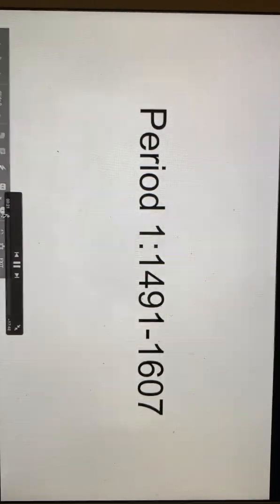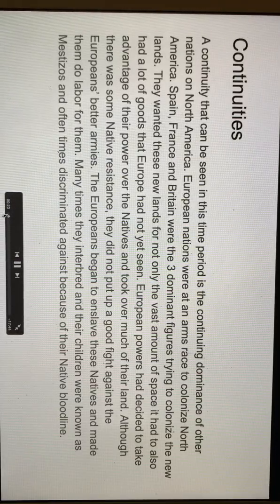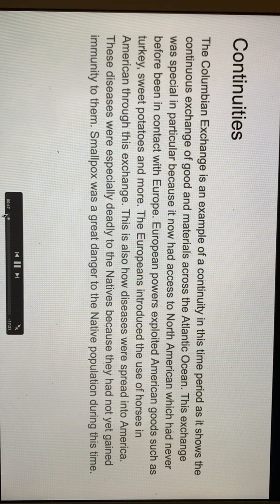For period 1, two continuities presented were the continuing dominance of nations in North America and the Columbian Exchange. The Europeans presented a continuity from previous time periods as they continually dominated North America. They took Indians to work for them and often had fights, although there was not much the natives could do. They took advantage of their strength and immunity to certain diseases such as smallpox to overcome the Indians and take over their lands. The Columbian Exchange also shows a continuity because it demonstrates continuing trades across the world.